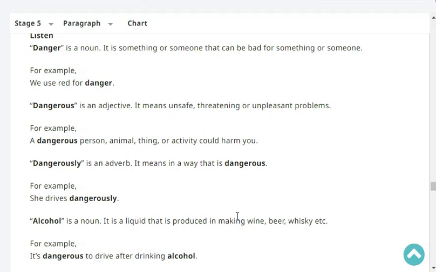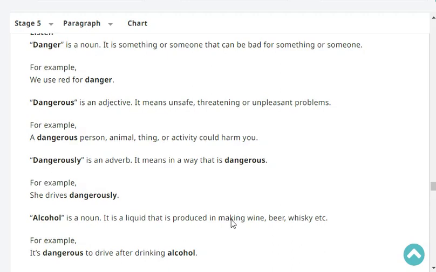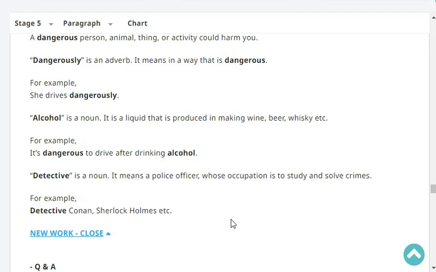Dangerous is an adjective. It means unsafe, threatening, or unpleasant. For example, a dangerous person, a dangerous animal, a dangerous thing, or a dangerous activity could harm you. Dangerously is an adverb. It means in a way that is dangerous. For example, she drives dangerously. Alcohol is a noun. It is a liquid that is produced in making wine, beer, whiskey, etc. For example, it's dangerous to drive after drinking alcohol. Detective is a noun. It means a police officer whose occupation is to study and solve crimes. For example, Detective Conan, Sherlock Holmes, etc.